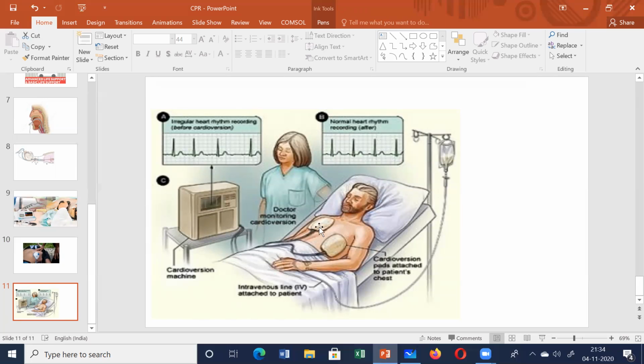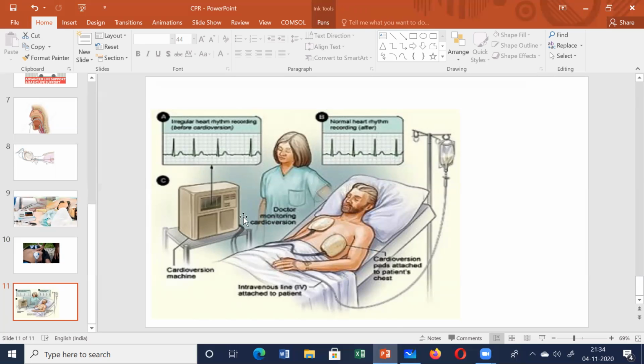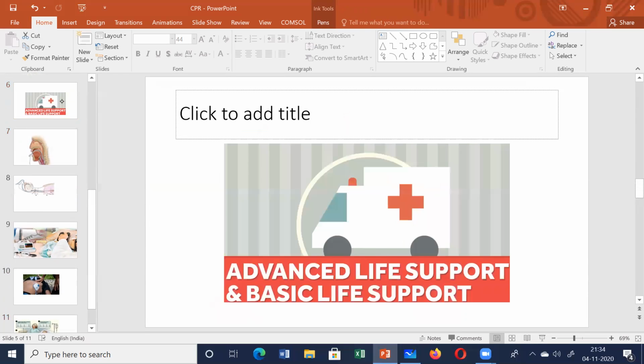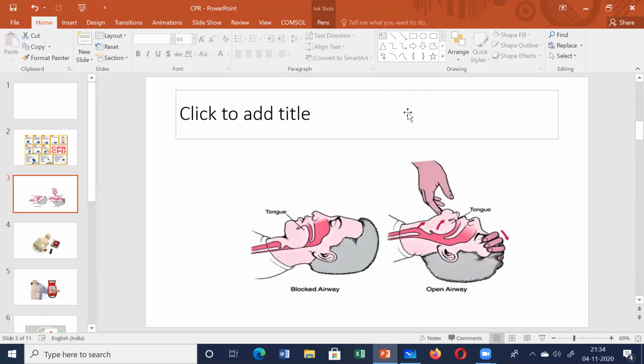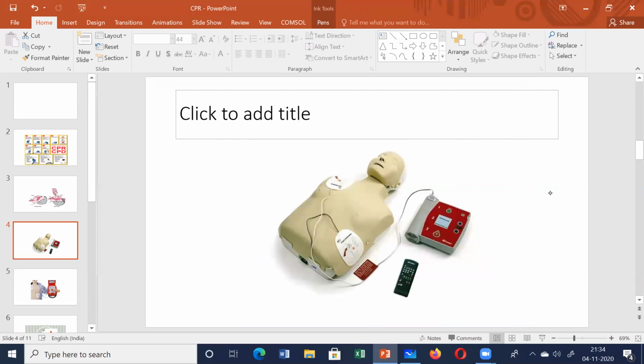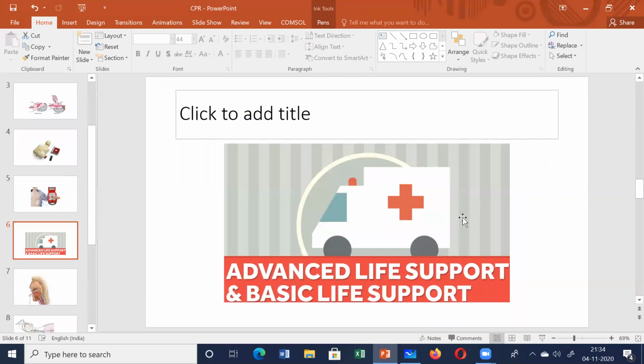This is all about your CPR. I told you the main things, the main procedures: chest compression. Then this is your mouth to mouth breathing, which you can see in step 3. This is your chin lift, head tilt procedure. This is your AED, automated external defibrillator. This is how the electrodes are attached, and the defibrillator automatically assesses the rhythm and delivers an electric counter shock.